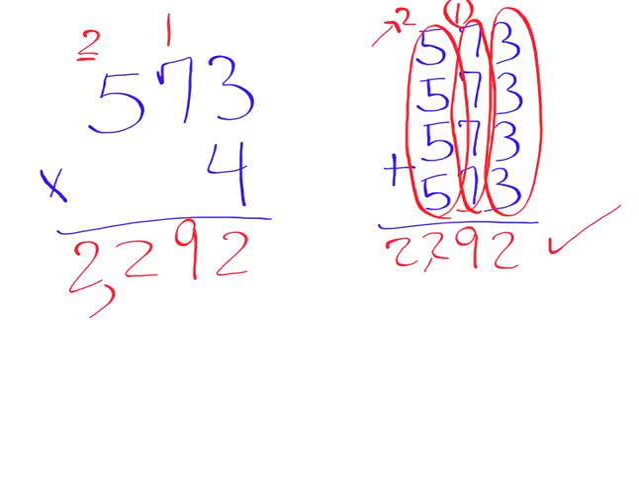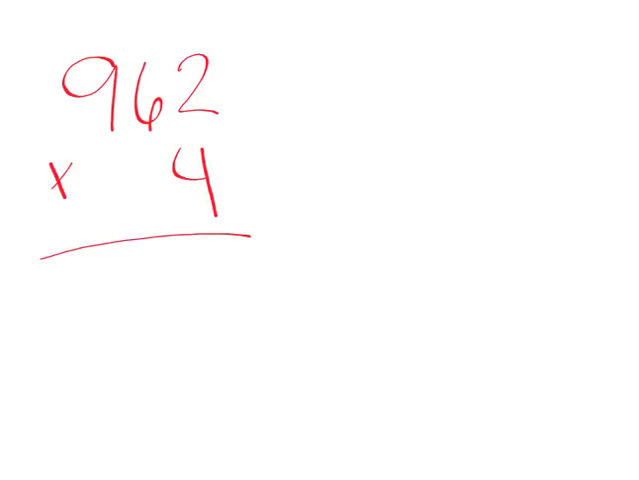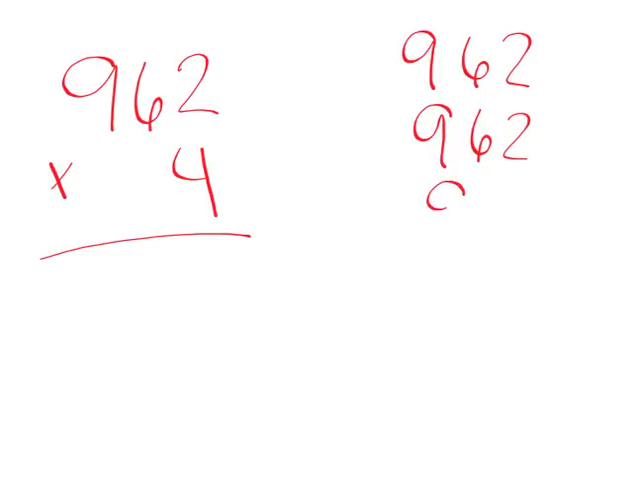All right, I want you to try it again. I want you to try it with this problem, 962 times 4. Press pause, go ahead. All right, if you did this correctly, you would have shown me over here that you added up 962 4 times. Oops, always making boo-boos here and there.